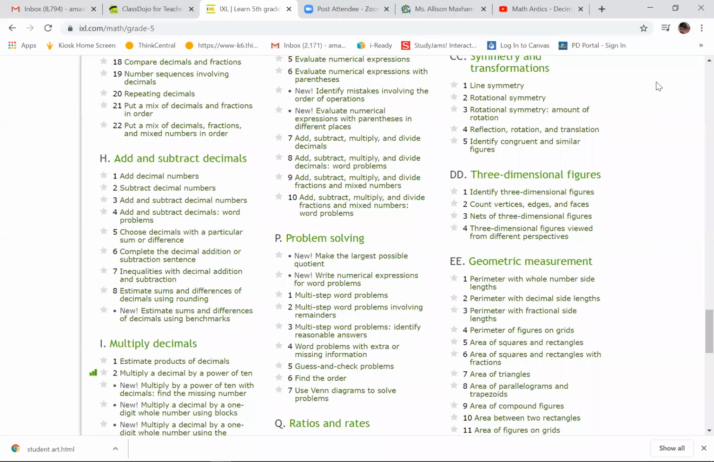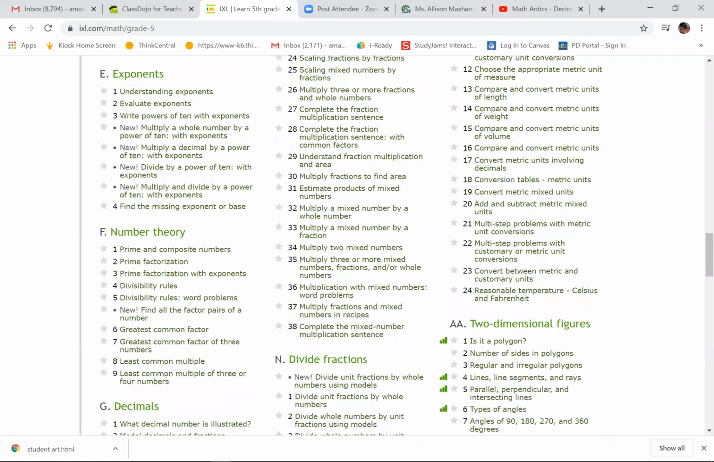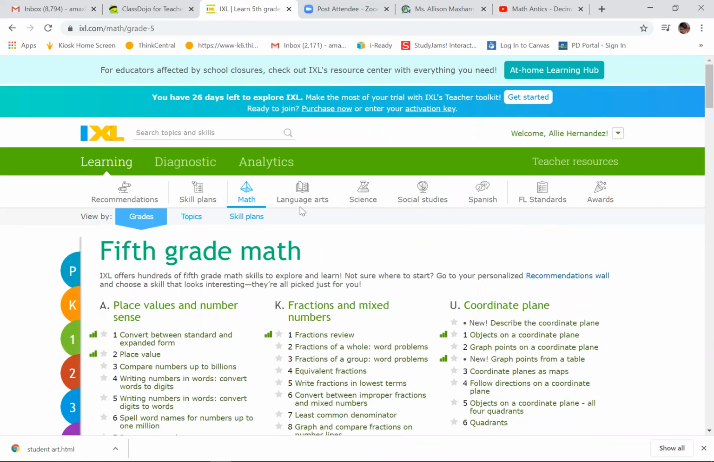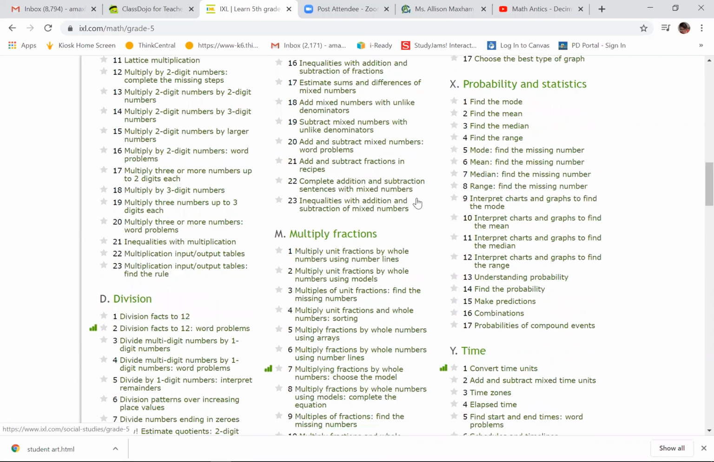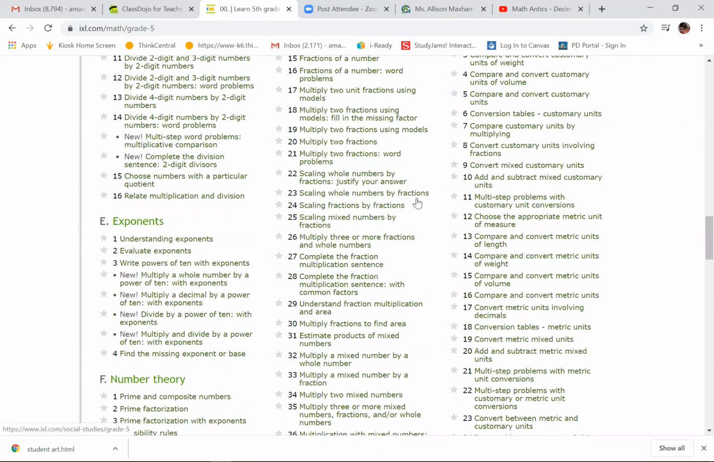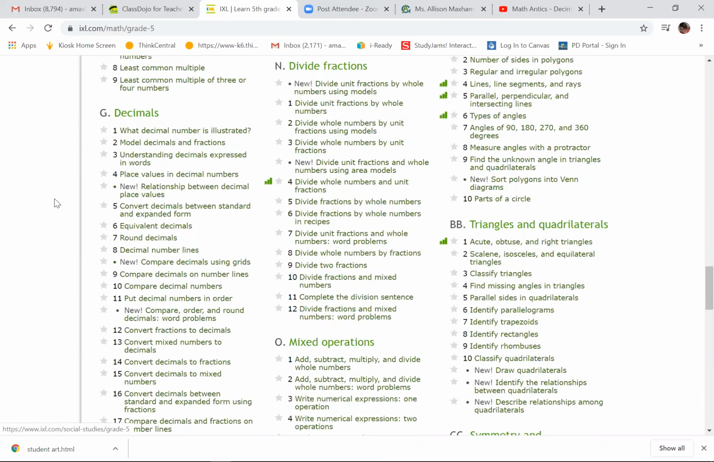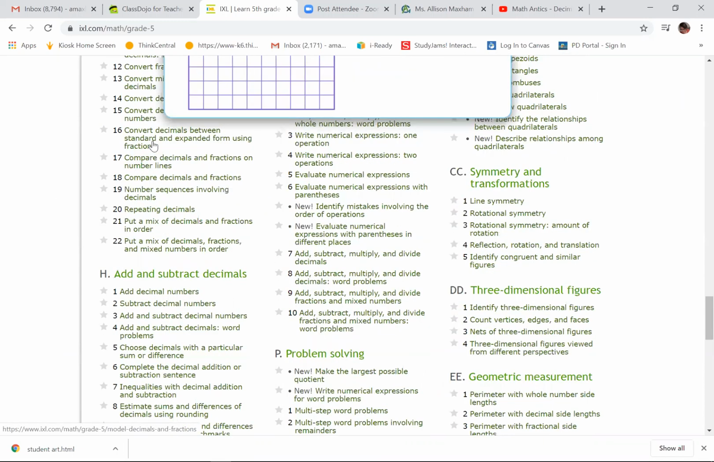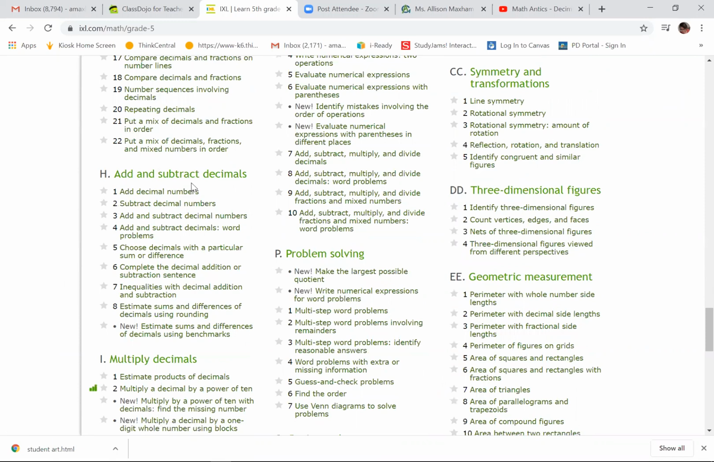Okay, here I am at IXL. And remember I told you this month, the free trial we have, they gave us access to language arts and science and social studies. So we have access to all of these now for our extra practice. Let me go back down to my decimals. And here it is, H, add and subtract decimals.